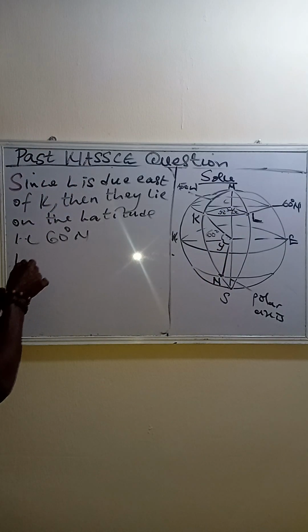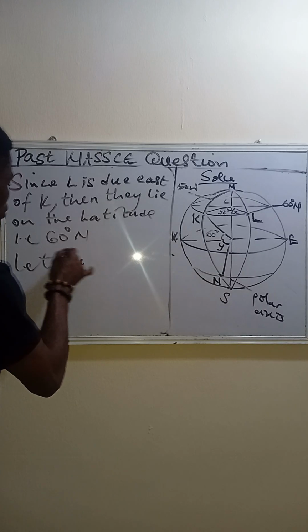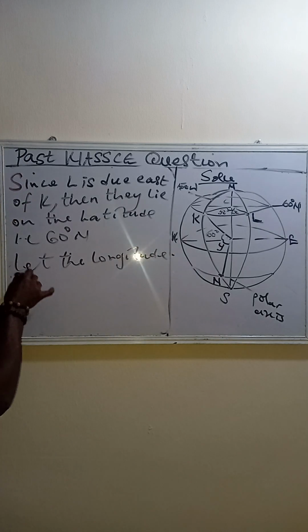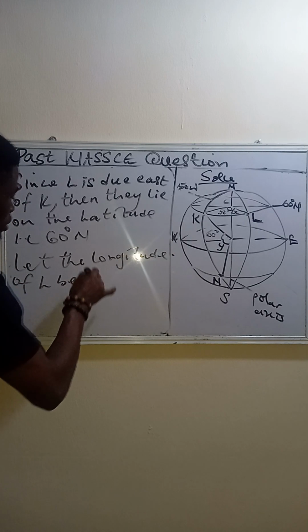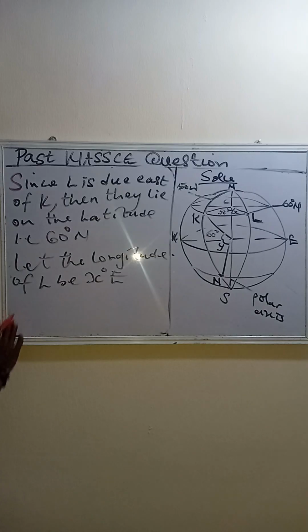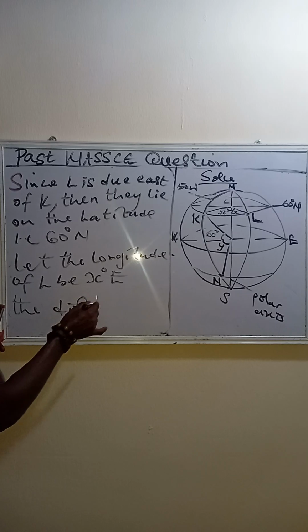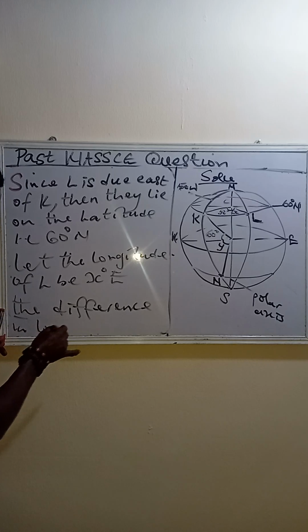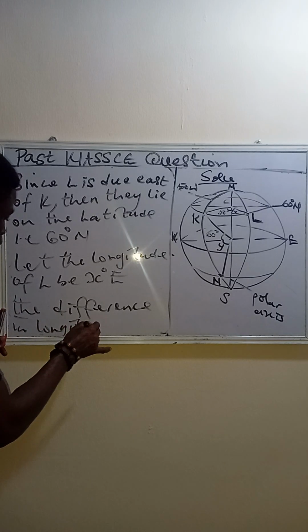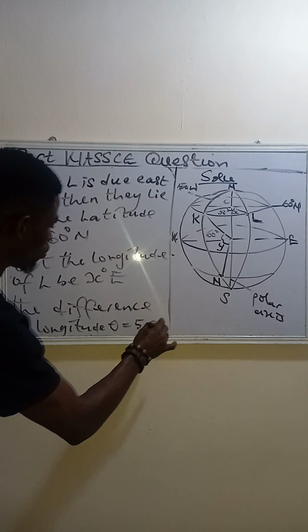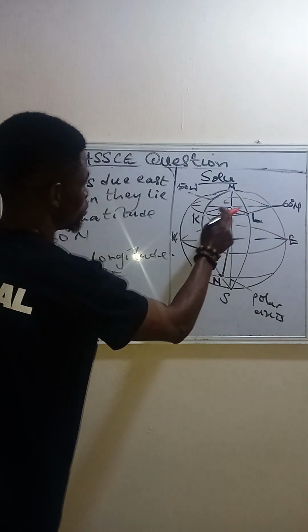So just say, let the longitude of L be x degrees east. That is, this angle be x degrees east. Then what is the next thing? The difference in longitude, theta, is going to be 50 plus x. The difference between the longitudes is going to be 50 plus x.